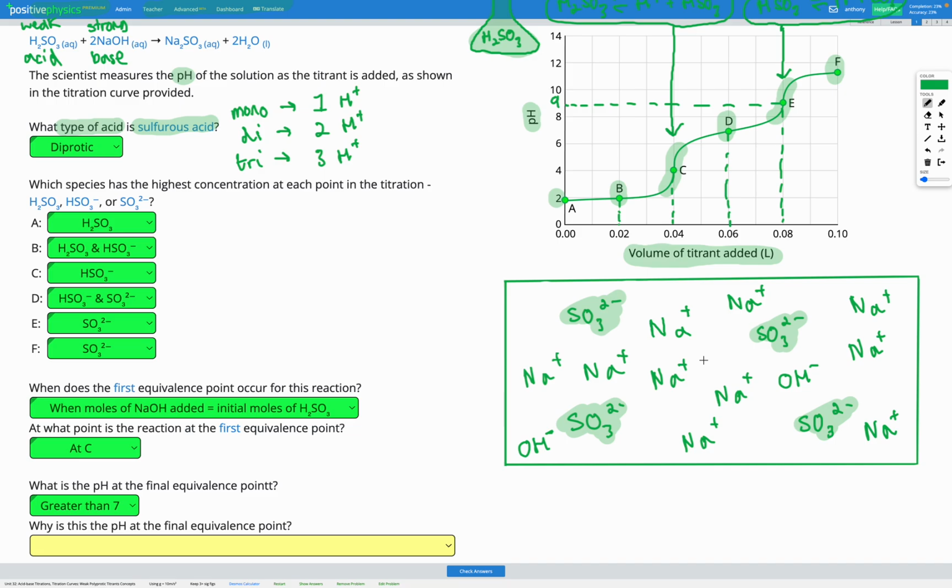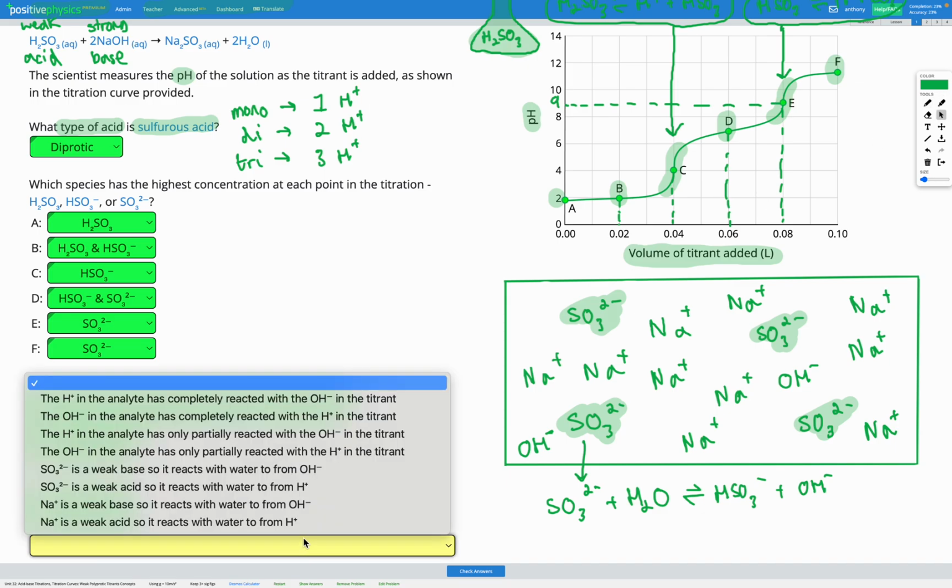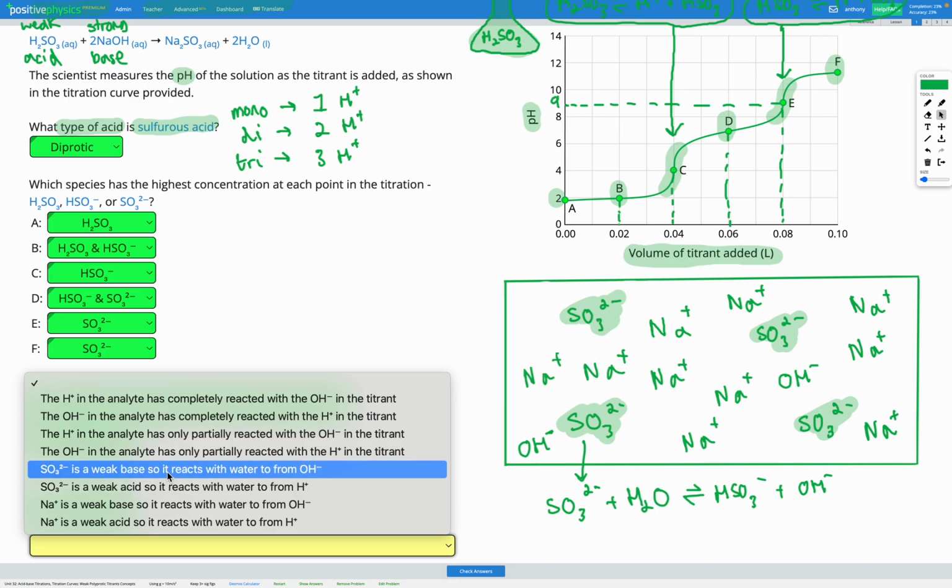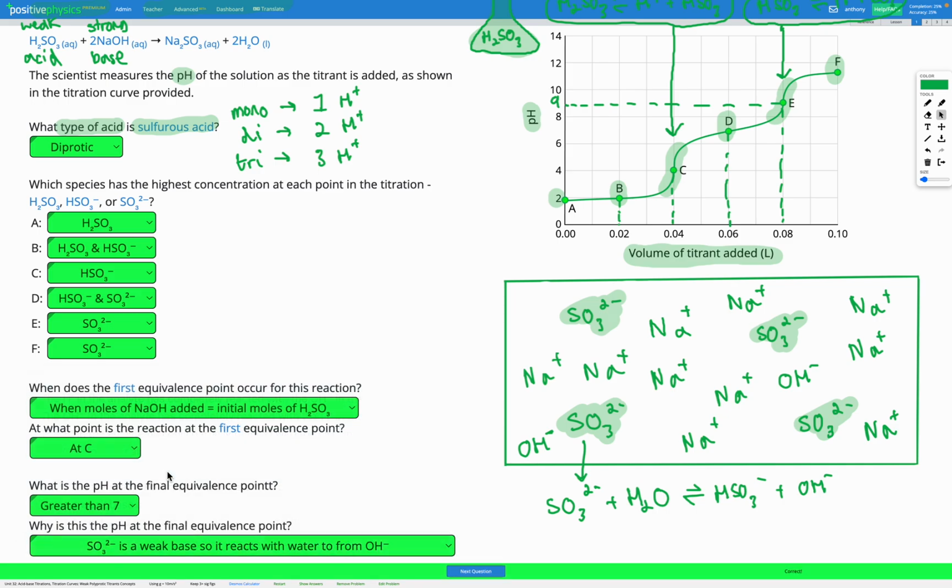However, SO3 2- is the conjugate base of a weak acid, so it is then going to go on to react with water to form HSO3- and OH- ions. So SO3 2- is a basic ion that's going to then go on to react with water to form OH-, which is why we have a pH greater than 7 at the final equivalence point. So our answer here is that SO3 2- is a weak base, so it reacts with water to form OH-.